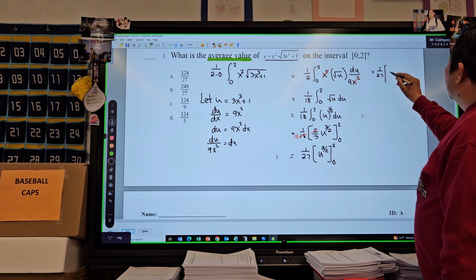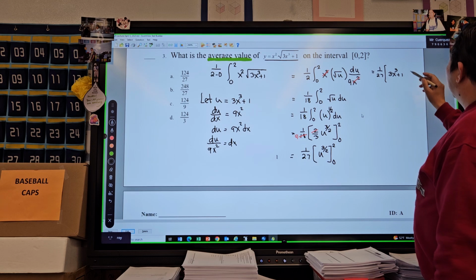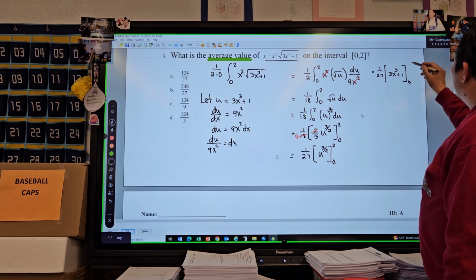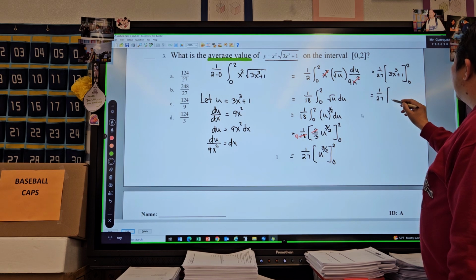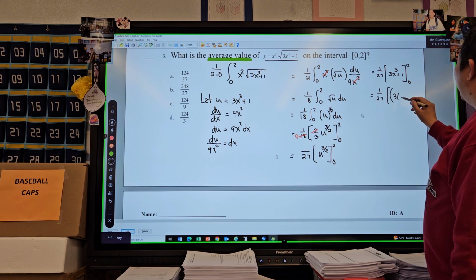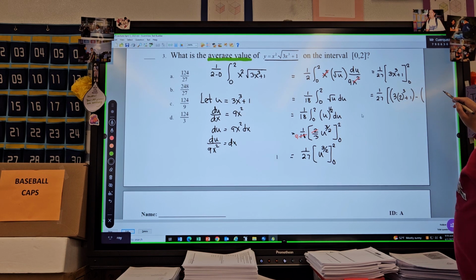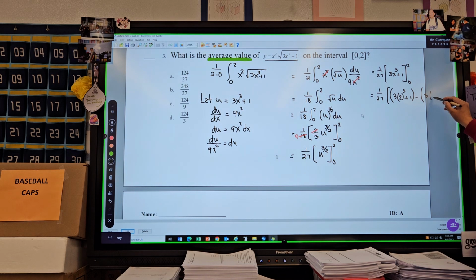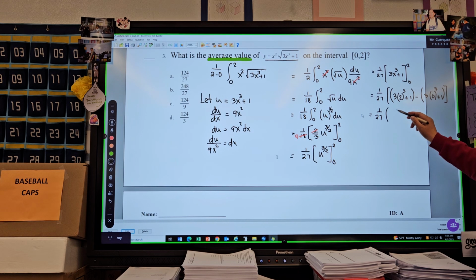Evaluated from 0 to 2. Oh, don't forget the 2 over... Okay. So which means 3 times 2 to the power of 3 plus 1, minus 3 times 0 to the power of 3 plus 1. Okay. So simplifying further, we have 1 over 27, and this is now 8 times 3.